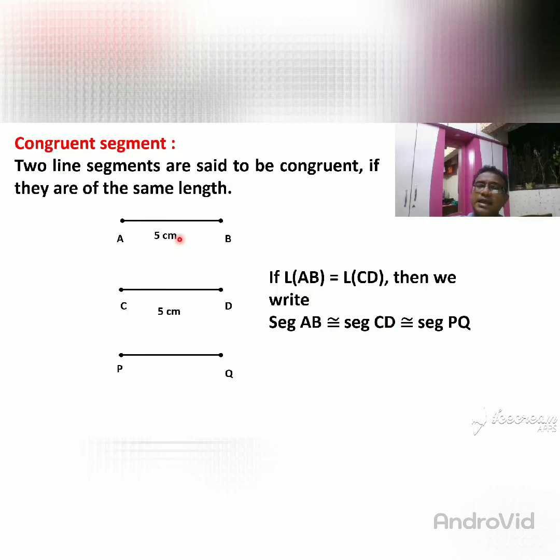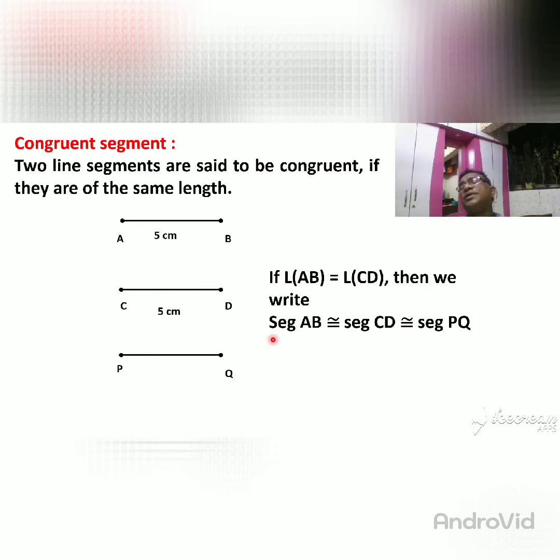Do you understand what I say? See, this is segment AB, and its length is 5 centimeters. This is segment CD, and its length is 5 centimeters. And this is segment PQ, which is also 5 centimeters. So remember that this is also 5 centimeters. AB is 5 centimeters, CD is 5 centimeters, the lengths are the same, so they are congruent. So AB is congruent with CD and CD is congruent with PQ because they have the same length.